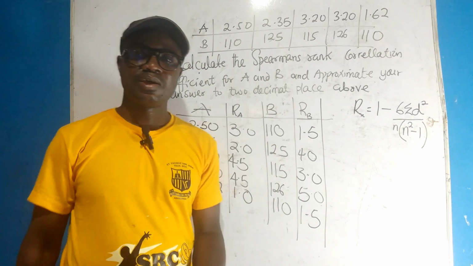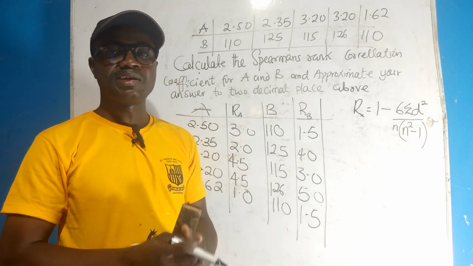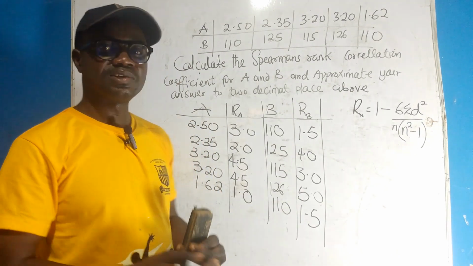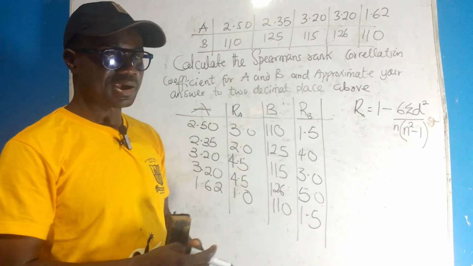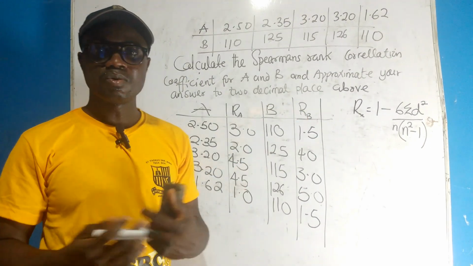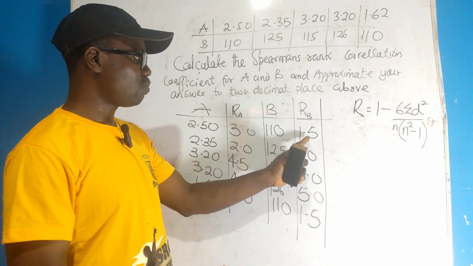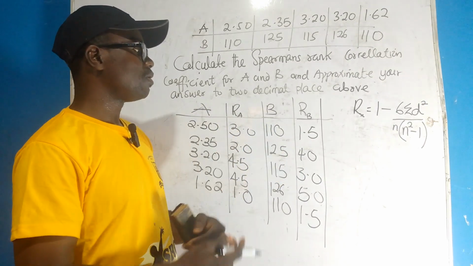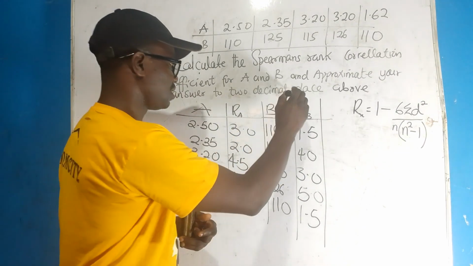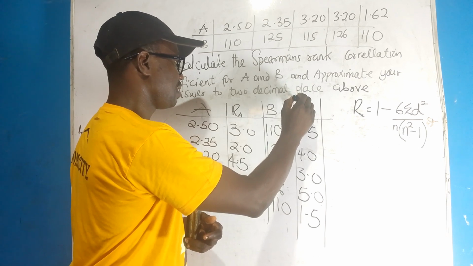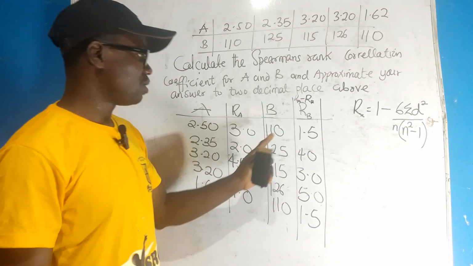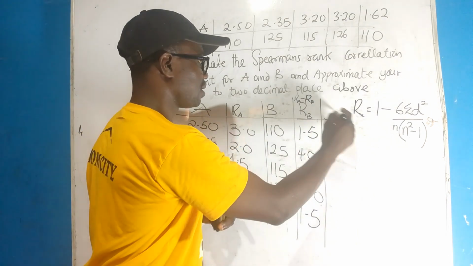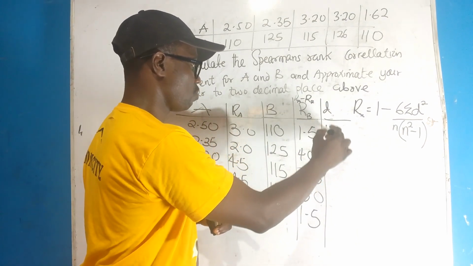From there, we now have to find the difference. It means that the difference of the ranking A and then ranking B. It means that you are going to subtract 1.5 from 3.0. That is rank A minus rank B. And when you subtract this, you are going to end up getting 1.5.